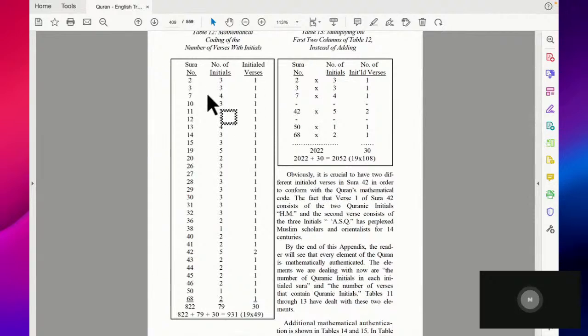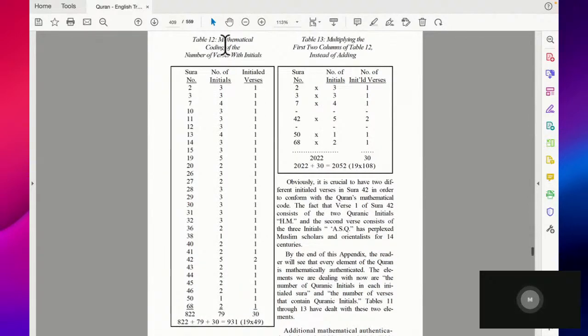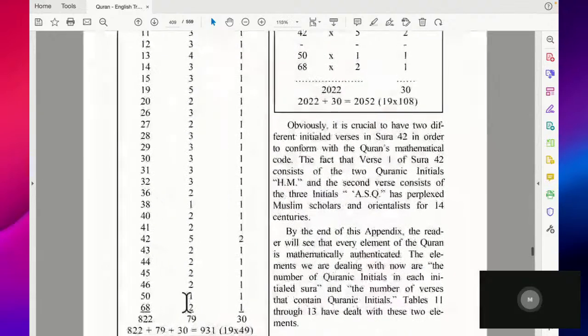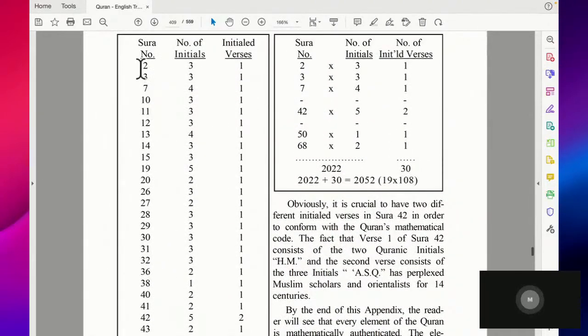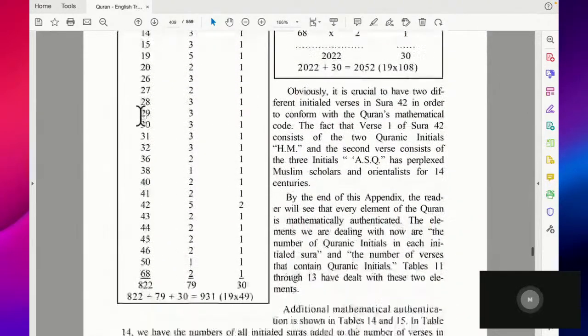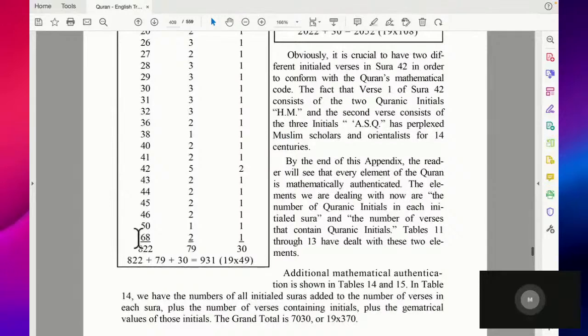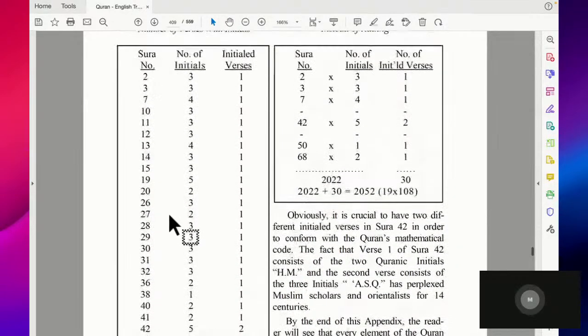So what is table 12? It says mathematical coding of number of verses with initials. Surah number, so these are the surah numbers for the initial surahs basically, right? Starting with surah 2, 3, 7, 10, 11, going on up to 46, 50, and 68. So 68 is the last initial surah, right?